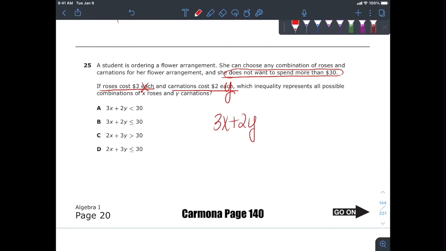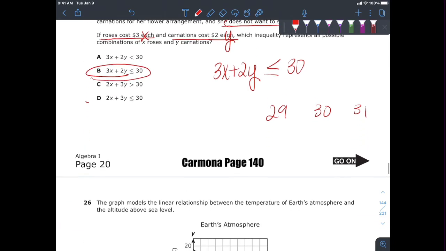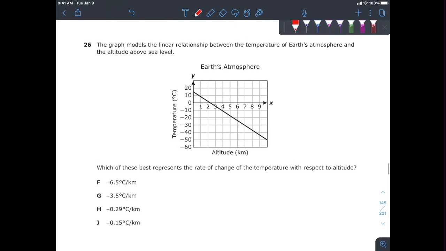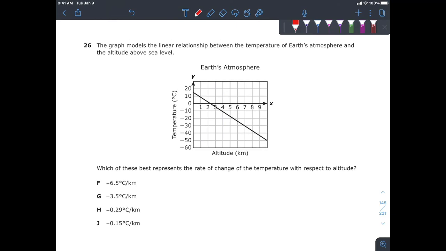So I'll go ahead and formulate this, and I'll ask myself, can I get 29, 30, 31 to spend? 29? Yes. 30? Yes. 31? No. So my correct answer is answer choice B. 26. They want to know my rate of change, my slope.